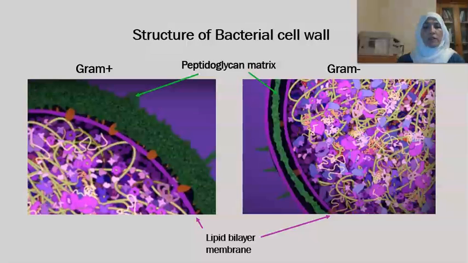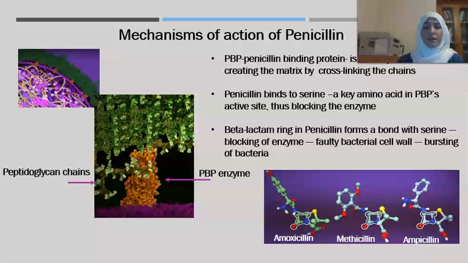Water constantly enters bacteria by osmosis and puts pressure on the lipid membrane. The peptidoglycan sheath or matrix provides structural support to the membrane and prevents bacteria from bursting. Penicillin prevents the bacteria from building such a peptidoglycan matrix. Now let's discuss the mechanism of action of penicillin.